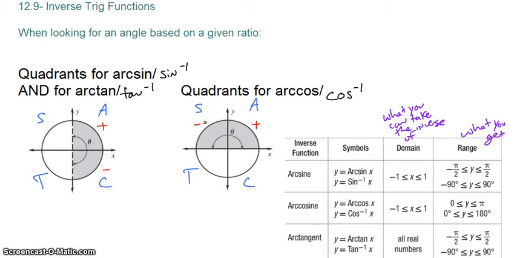positive and negative angles. So our domain, what we can take the inverse of for sine and cosine, it can be anything between -1 and 1, including those numbers. So I would never ask you for the inverse sine of 3 and expect to get you an actual answer. And then our answers fall into these quadrants. For arctangent, because it does go on forever, both in the positive and negative infinity direction, you can actually take the inverse tangent of anything.